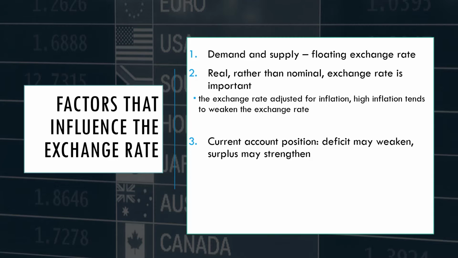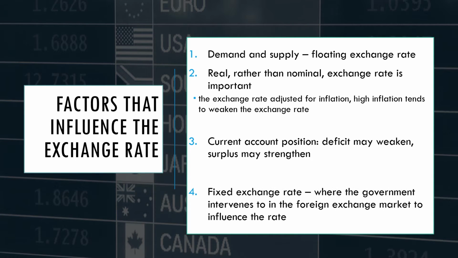The current account position may influence the exchange rate. A deficit may weaken the position because there is an increased supply of our currency and less demand for it, whereas a surplus may strengthen our currency. And finally is the government. The government may also intervene in the foreign exchange market to influence the exchange rate. When this occurs, we would say that the government is fixing the exchange rate, and that country has a fixed exchange rate.